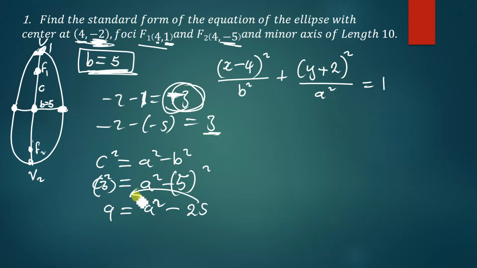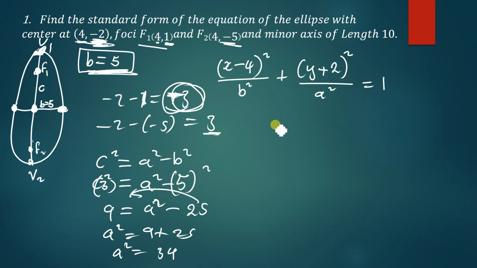So you take this to the other side of the equal sign, you find that your a squared will be 9 plus 25. So a squared gives us 34.